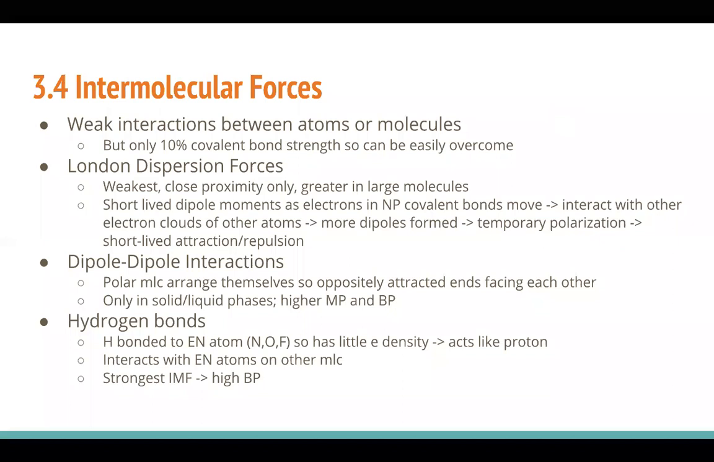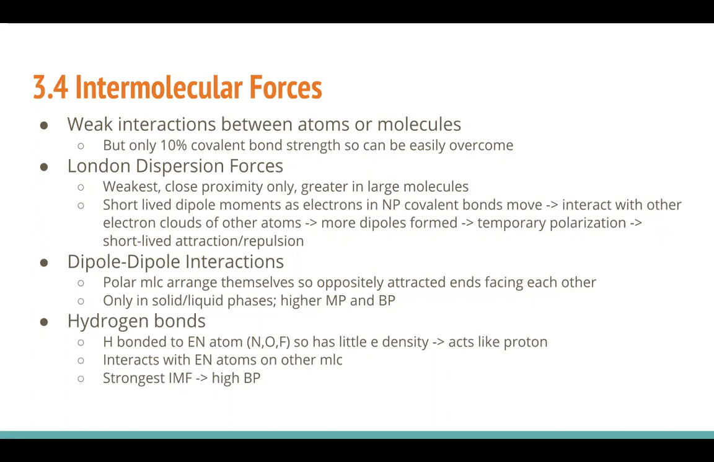If by chance these short-lived dipole moments meet another molecule in which the electrons are moving and it also has a short-lived dipole moment, they're going to either attract or repel each other. Because it's such a weak force, it only works if the molecules are in close proximity. But they are greater in large molecules because there are more electrons that move around.